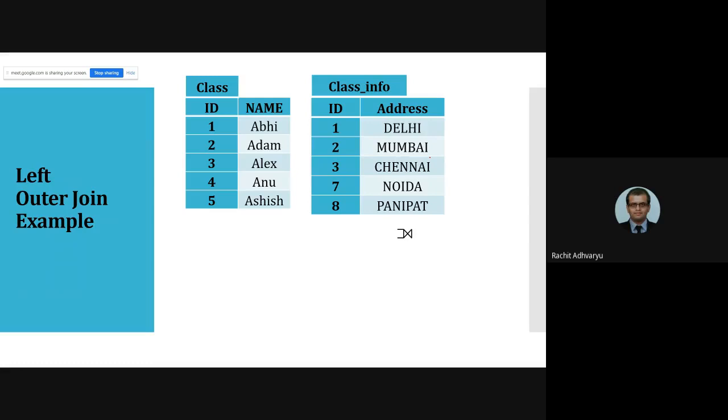So this is the table. There is a table called class and there is a table called class_info. So what are the columns? Here it is ID, name, ID, address. Can we join? First of all, can we perform a join operation? Yes or no? And why?